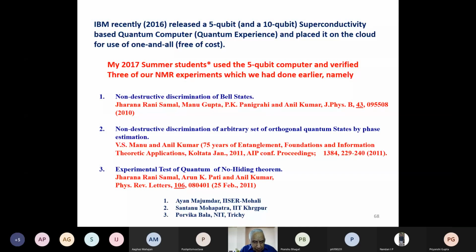Okay, so my 2017 summer students, these three, Ayan Majumdar, Santanu Mohapatra, Purvika Bala, did three experiments using this quantum computer: the non-destructive discrimination of Bell states that we had done by regular NMR, non-destructive discrimination of an arbitrary set of orthogonal quantum states, which I didn't talk about, this student Manu discovered it himself, and then the experimental test of the quantum no-hiding theorem that I have just now shown you. Okay, let me show you what happens now.